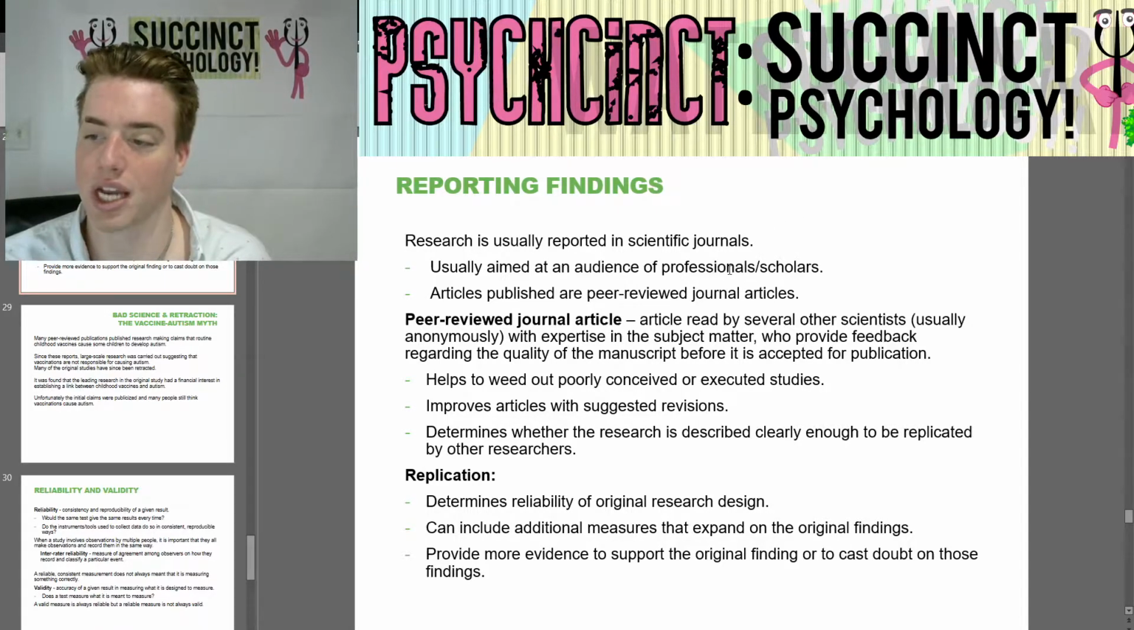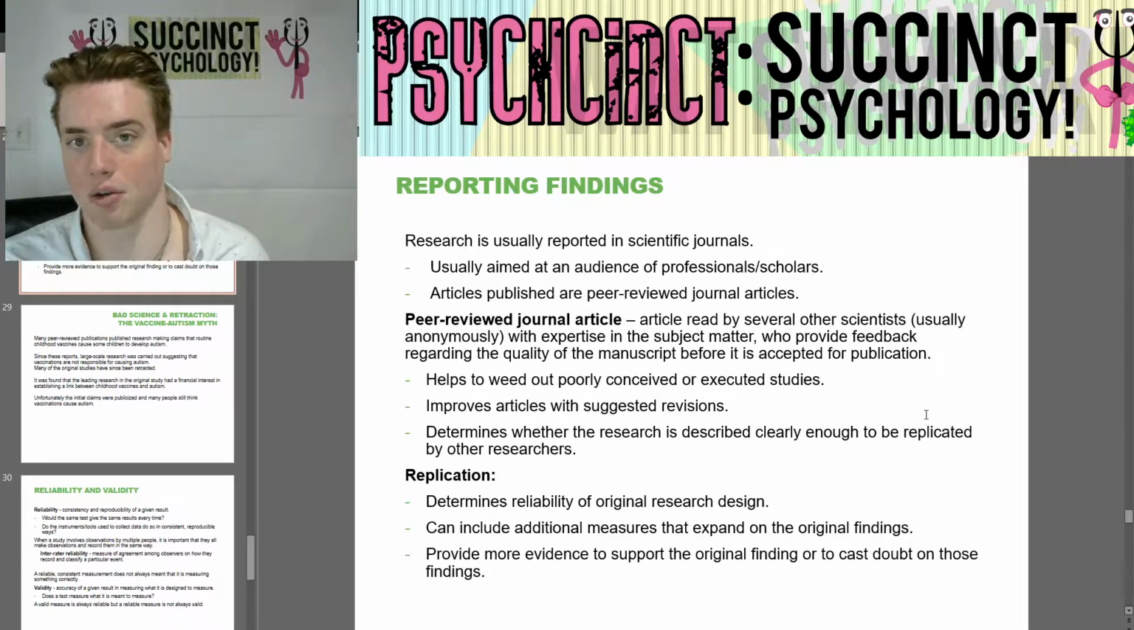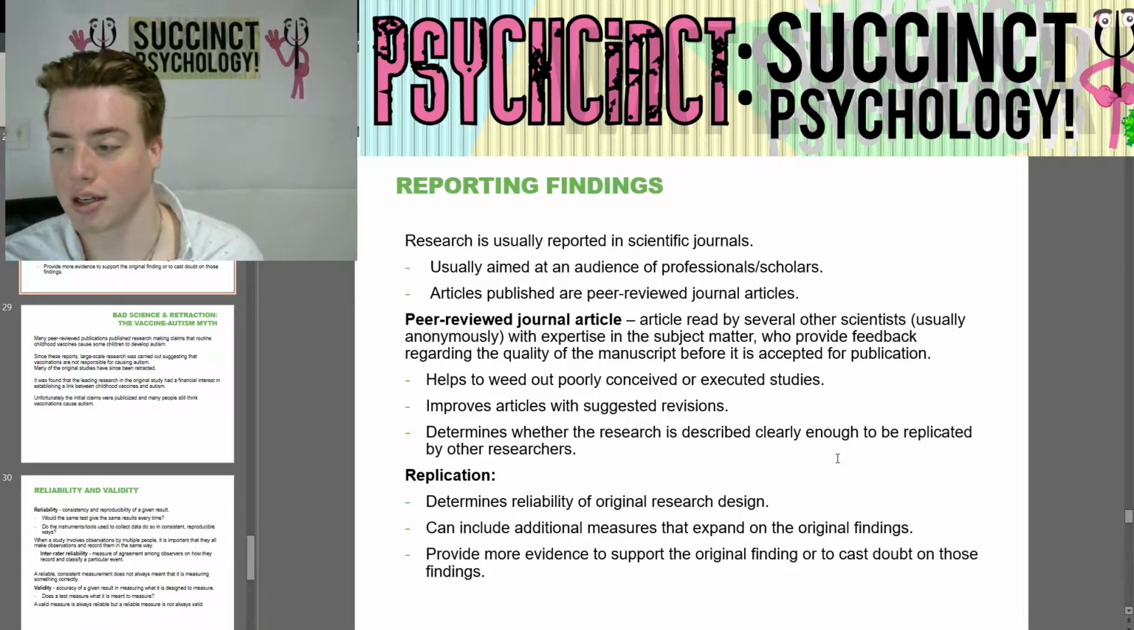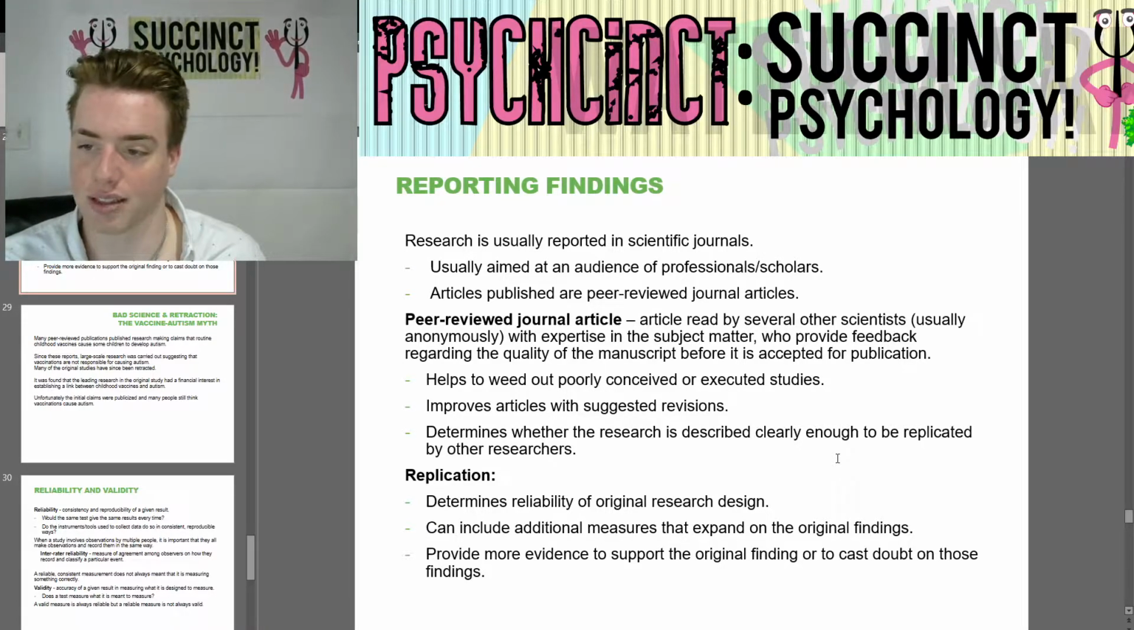So this helps to weed out poorly conceived or executed studies. It improves articles with suggested revisions and determines whether the research is described clearly enough to be replicated by other researchers. Replication determines reliability of the original research design, can include additional measures that expand on the original findings, and provide more evidence to support the original finding or to cast doubt on those findings.